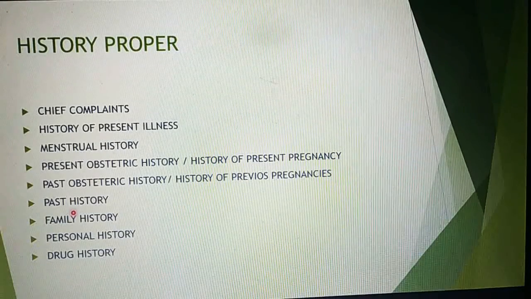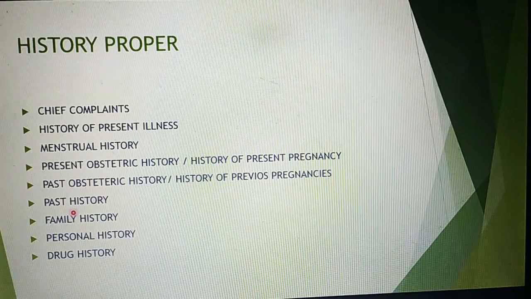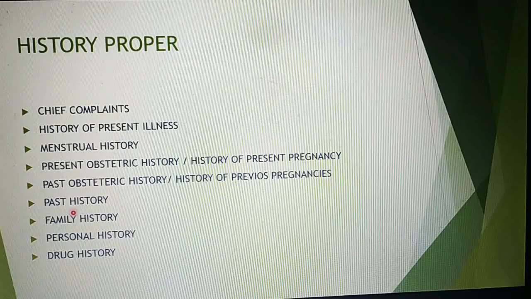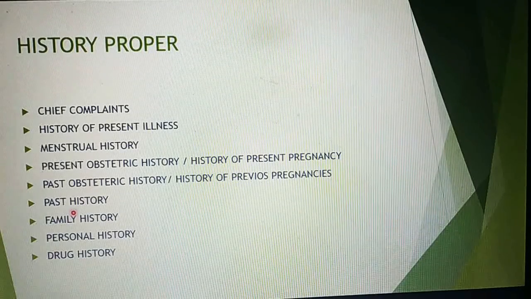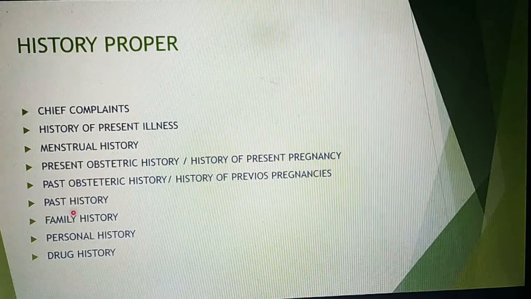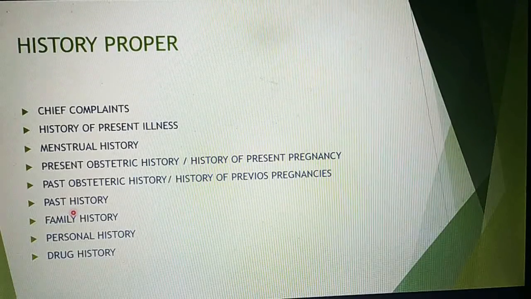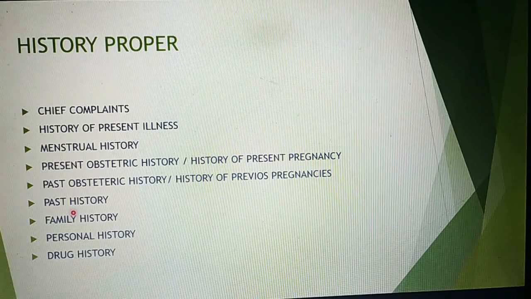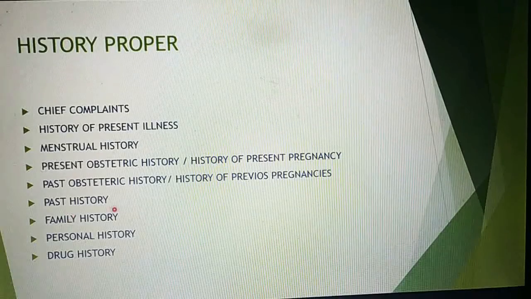or any gynecological surgery like myomectomy, oophorectomy, any vaginal surgery, vesicovaginal fistula repair, any amputation of cervix or Fothergill operation, encirclage operation, history of any. And you should also record history of any anesthetic difficulties in previous pregnancy. That is all about past history.